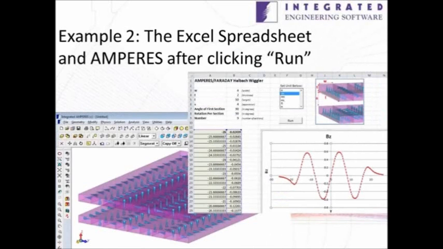So when the user has filled in some parameters for their wiggler and clicked Run, then you will see the window as shown here. The Amperes program will construct the Halbach array and solve it, and the macro will inquire the field down the center and create a chart and a graph within the spreadsheet that the user is looking at.